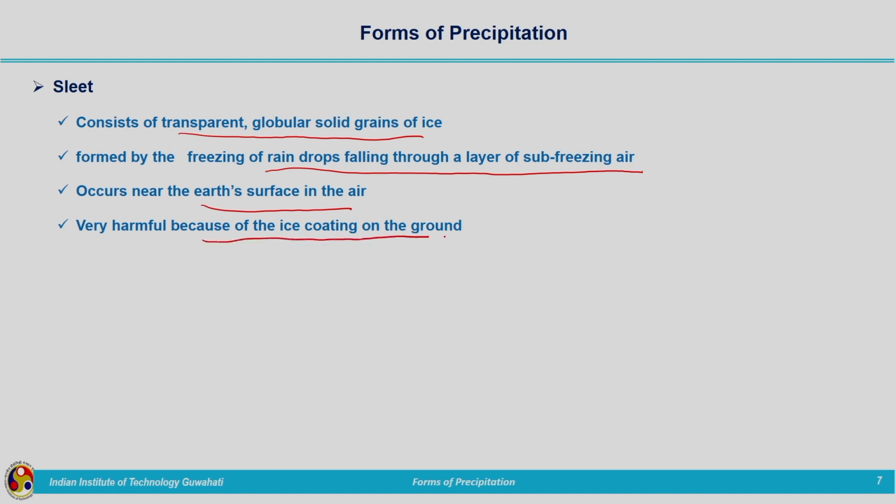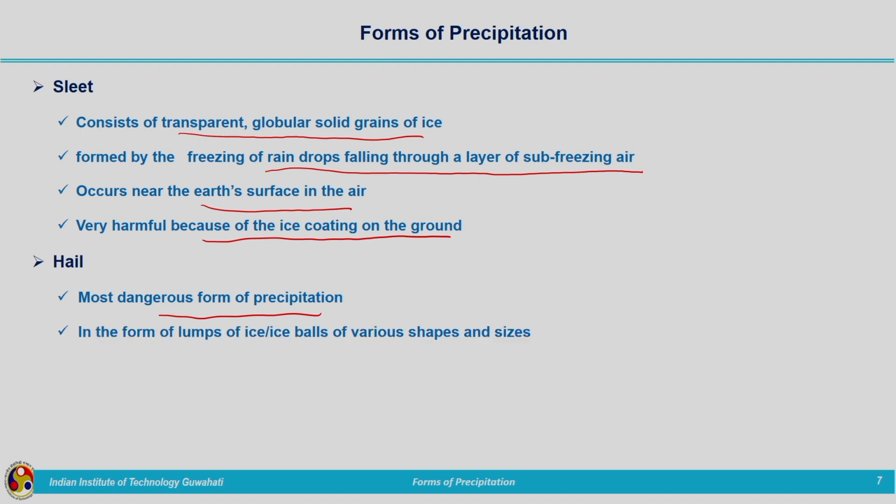These ice coatings on the ground are very harmful. Now, next one is hail. This is a very dangerous form of precipitation. It is the most dangerous form of precipitation out of all we have seen now, and it comes in the form of ice or ice balls of various shapes and sizes. When it falls on the ground, ice blocks of different sizes fall on the ground. Generally it is greater than 8 mm.